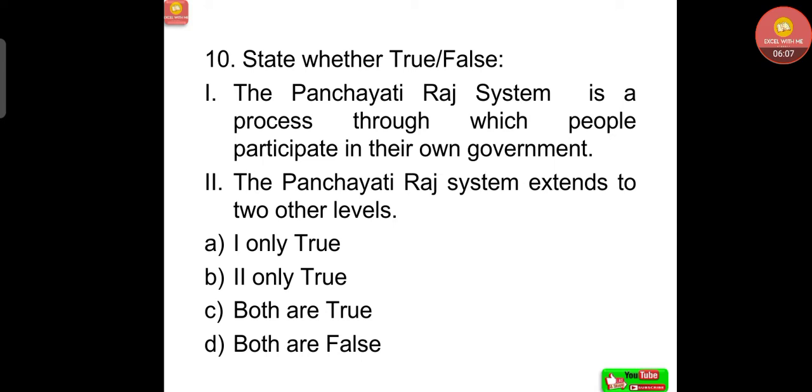Now, question number 10, state whether true or false. First, the Panchayati Raj system is a process through which people participate in their own government. Second, the Panchayati Raj system extends to 2 other levels. A, 1 only true, B, 2 only true, C, both are true, D, both are false. So, answer, both are true.